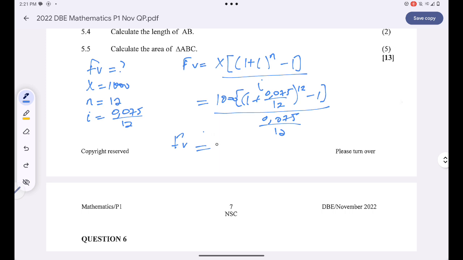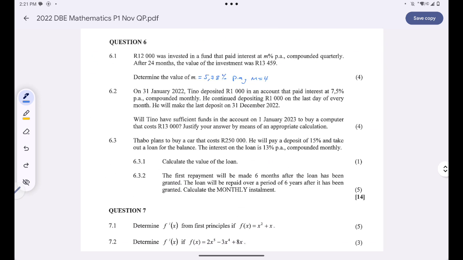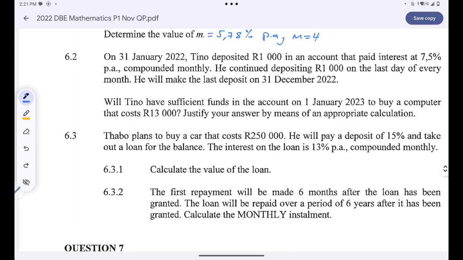So after the 12 deposits that Tino will make, he will have an amount of 12,421 rands 22 cents. So this amount of money is less than 13,000. So Tino will not have sufficient funds to buy the computer. Right, together.